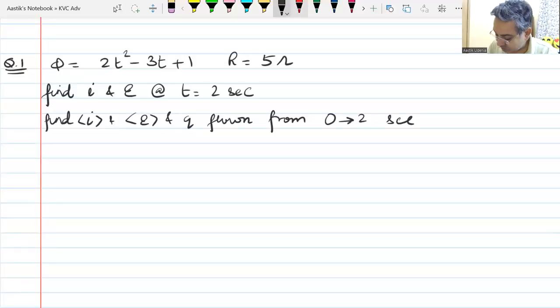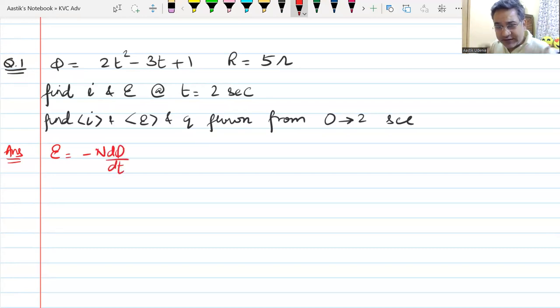So how are you supposed to do this? You have to just find out the EMF. EMF is minus N d phi by dt. Here the flux that is linked with the coil is given. You can take the number of turns as 1, or you can take this as the total flux. Doesn't matter. So what will be the EMF induced? The negative sign only indicates the direction of the induced EMF, so let us forget about the negative sign.